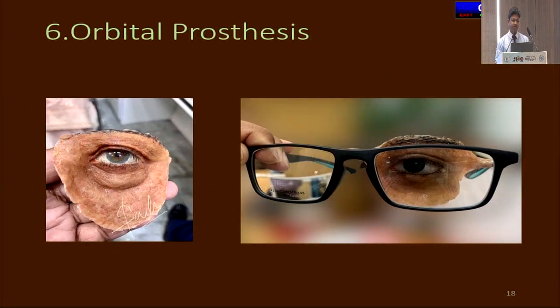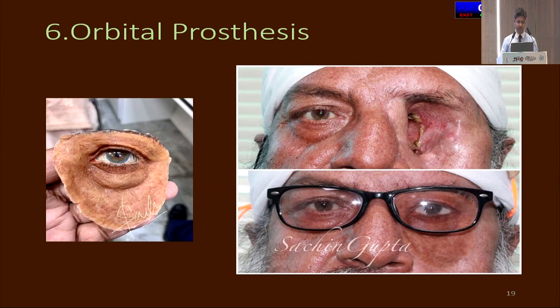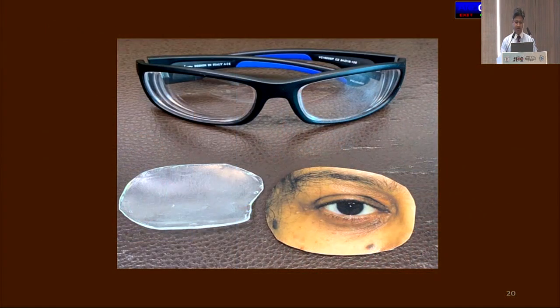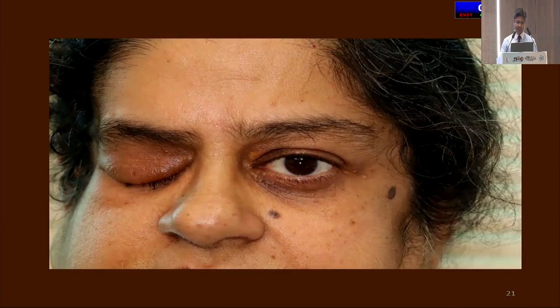We have the next case, orbital prosthesis, where silicone prostheses, which are adhesive mounted or spectacle mounted, are given to the patients. Silicone prosthesis, which is adhesive mounted, is directly attached to the face. And then we have a recently developed prosthesis called the digital spectacle orbital prosthesis, which is created by taking a digital picture of the patient's other eye.